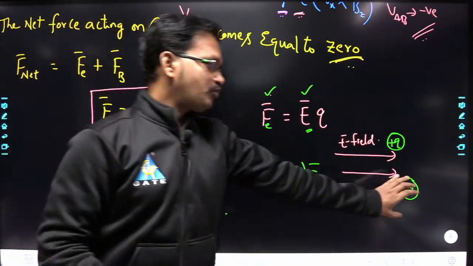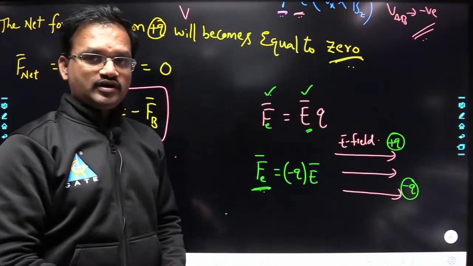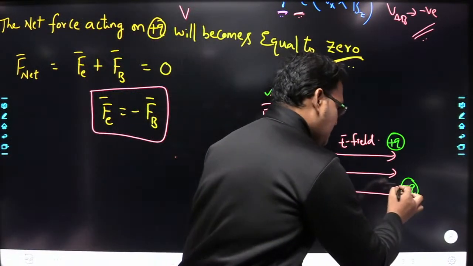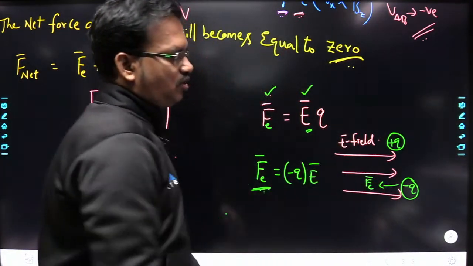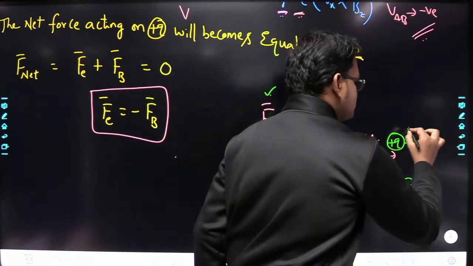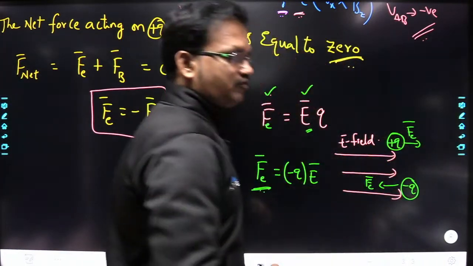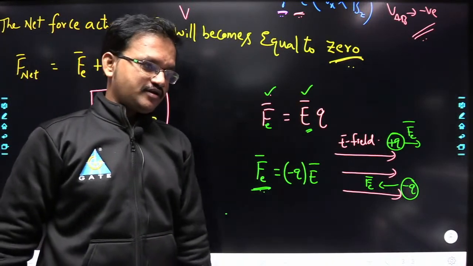So if you place a negative charge in the electric field, it is going to move against the field, because it is experiencing the electrical force in this direction, which is exactly opposite to the electric field. Whereas if you place plus q, it is going to experience the electric force along the direction of the field. Right? Okay, so I have explained all these things here.